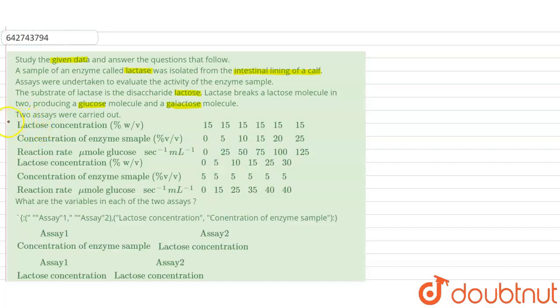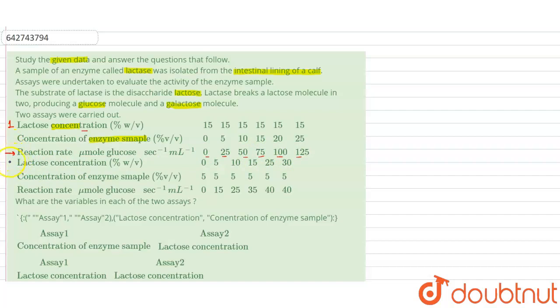So let's see the first assay. There is a lactose concentration which is given. There is a concentration of the enzyme sample which varies, and the reaction velocity will also change accordingly. In the first assay, if we keep the lactose concentration the same and change the concentration of the enzyme sample, what will happen to the reaction rate? The reaction rate is given here. So this is how the reaction rate varies with the change in the enzyme concentration.